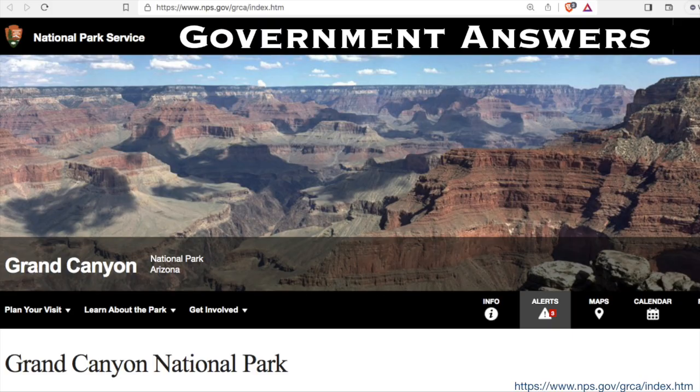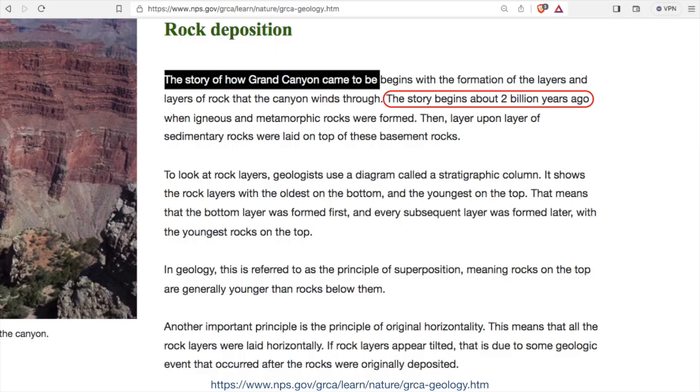Okay, here's the government answers. This is their website. I updated this last week. And it says the story of how the Grand Canyon came to be. Again, it's a story. Blah, blah, blah. And the story begins about 2 billion years ago. Blah, blah, blah. And it's a story. It's not science. Science is observable, testable, repeatable. This is a story. And this is what they're saying.